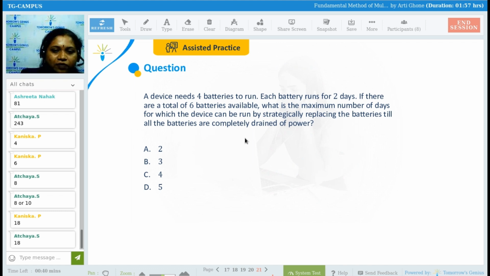See now, a device needs 4 batteries to run. Each battery runs for 2 days. If a total of 6 batteries are available, what is the maximum number of days for which the device can run by strategically replacing the batteries till all the batteries are completely drained of power?